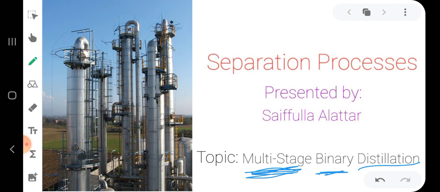And today we are going to continue the McCabe-Thiele method, and this will be the last video covering this method, which is a method used for distillation of binary mixtures, and of course it is multi-stage distillation. What we are going to talk about today, actually we are going to cover three topics.